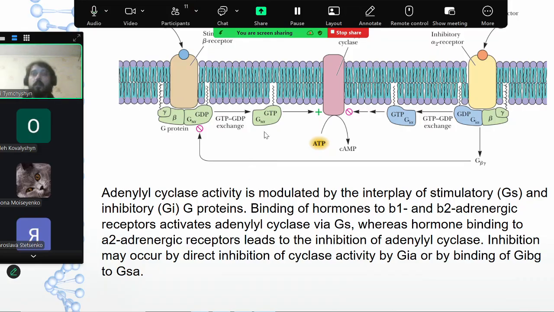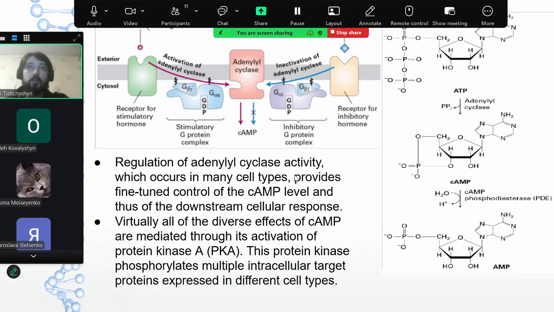So binding of hormones to beta 1 and beta 2 adrenergic receptors activates adenylyl cyclase via GS, whereas hormone binding to alpha 2 adrenergic receptors leads to the inhibition of adenylyl cyclase. Inhibition may occur by direct inhibition of cyclase activity by GIA or by binding to GIBG or GSA. So depending on the strength of these 2 signals, you will get some overall response.